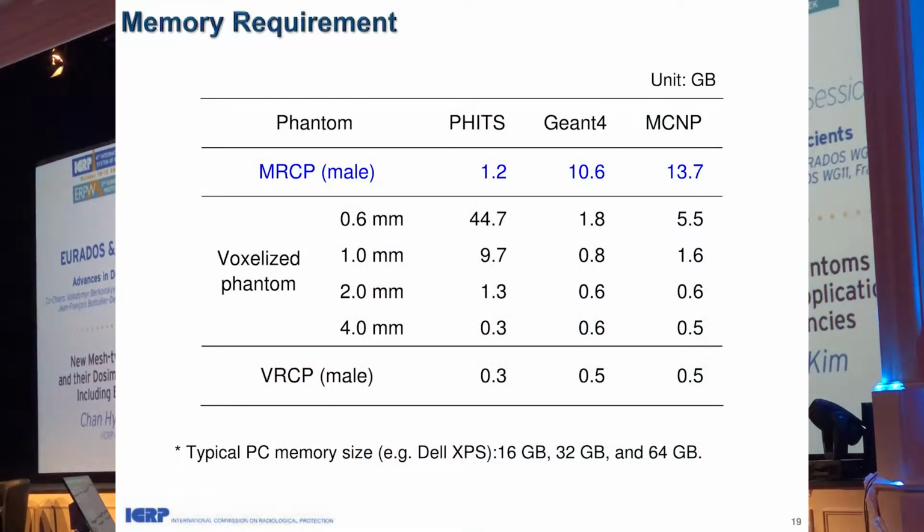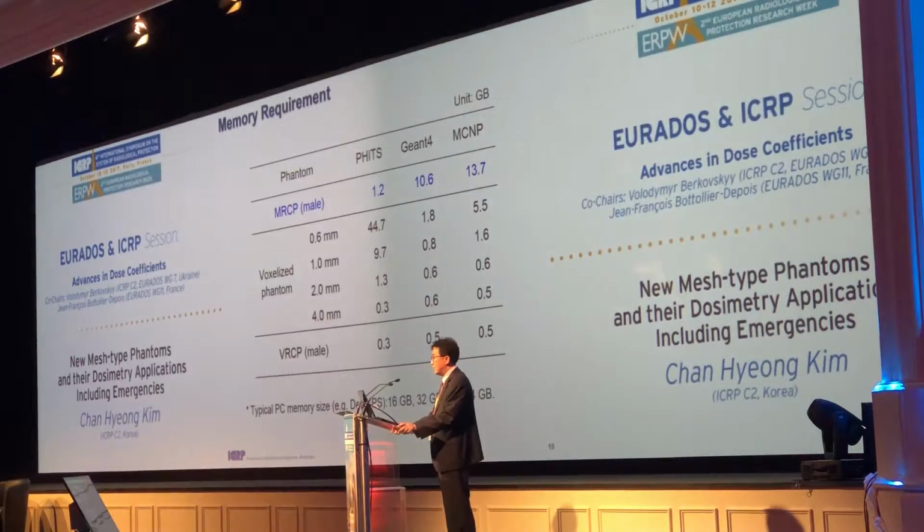This first one is about memory requirement, and I will just focus on the mesh type reference computational phantom, here MRCP. We see the memory requirement is not very large, even though the complexity of the phantom. The memory requirement is about 14 gigabytes, and it should be fine because these days typical PC memory size is higher than this one.